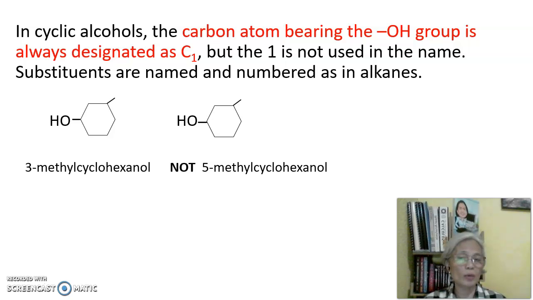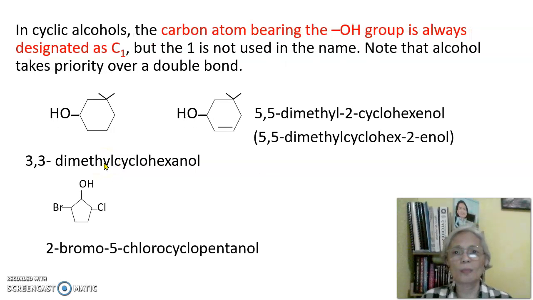Alright, in cyclic alcohols, the carbon atom bearing the OH group is always designated as C1, but the 1 is not used anymore in naming. Substituents are named and numbered as in alkanes. So this is carbon number 1, 2, 3. So this is 3-methylcyclohexanol and not 5. We do not label the carbon as 1, 2, 3, 4, 5. So this is the correct name: 3-methylcyclohexanol.